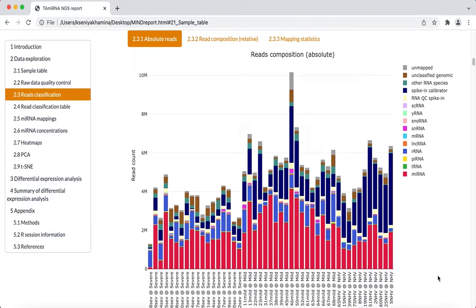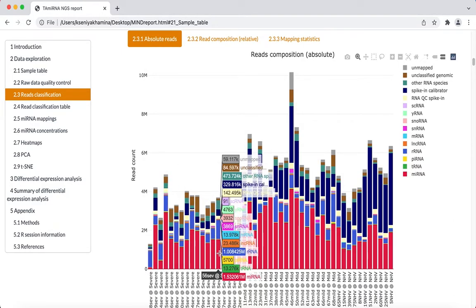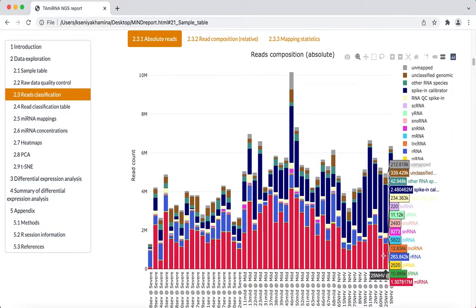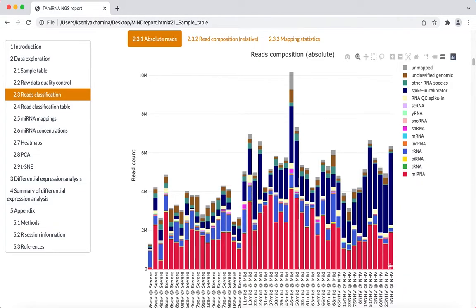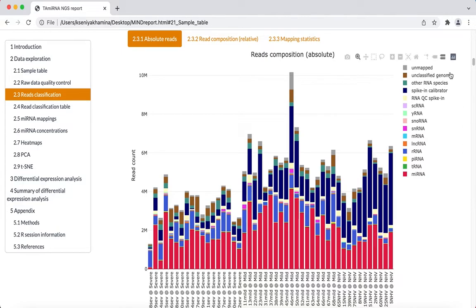2.3.1 contains information about absolute reads distribution among the samples. For each sequenced sample, one can see how read counts were distributed across different types of molecules, such as microRNA depicted in red, tRNA depicted in green, piRNA in yellow, etc. This plot also depicts unmapped and unclassified genomic reads.